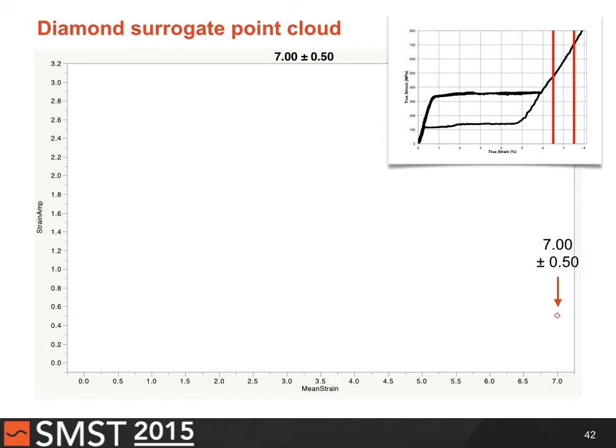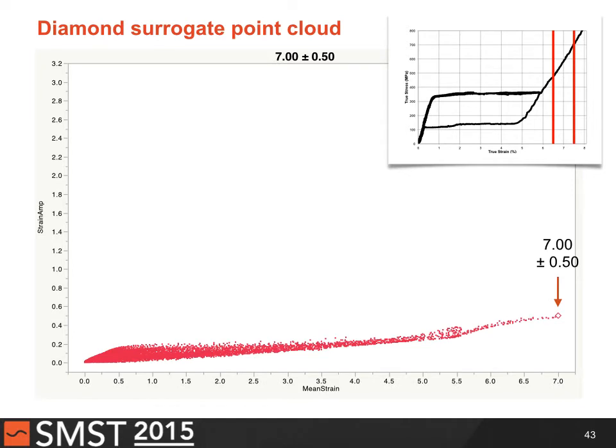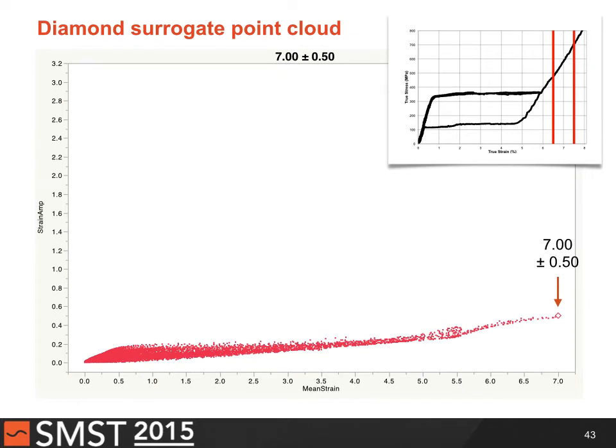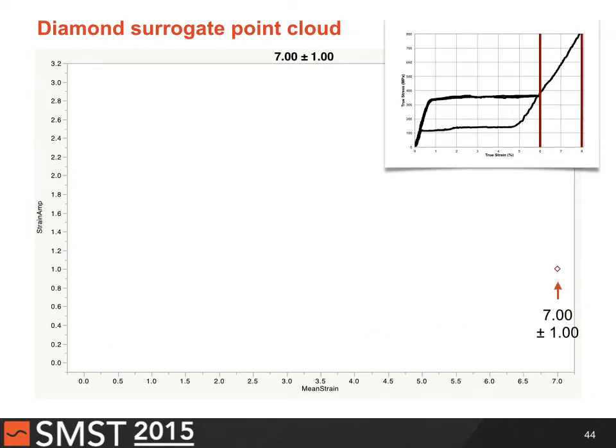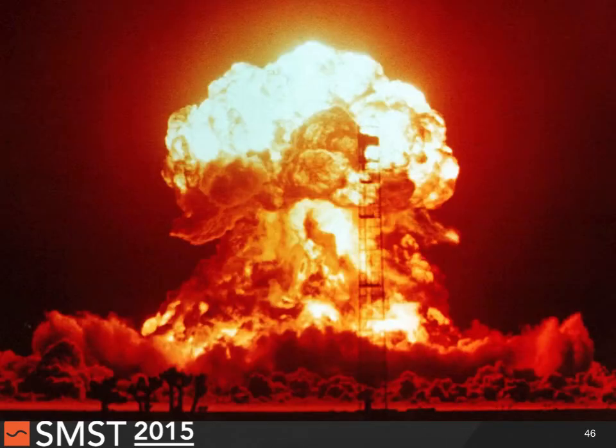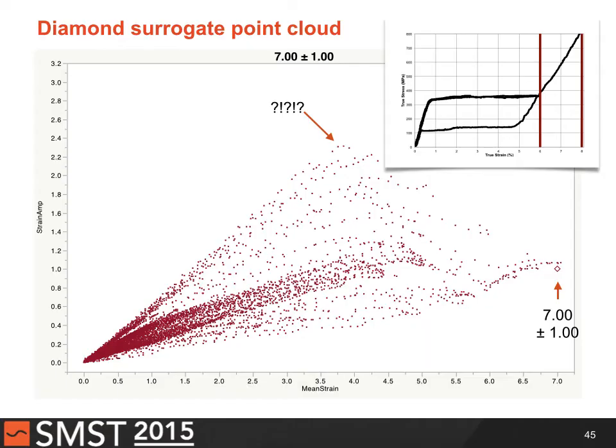So let's keep going, though, and forge ahead. Now let's look at 7 plus or minus 1/2. And, okay, all right, that's cool. No problem there. But let's look at 7 plus or minus 1. Okay, we didn't change much here. I'm going to point out 7 plus or minus 1/2. 7 plus or minus 1. And now, whoa, my point cloud has exploded. And I have no idea what to make of this.